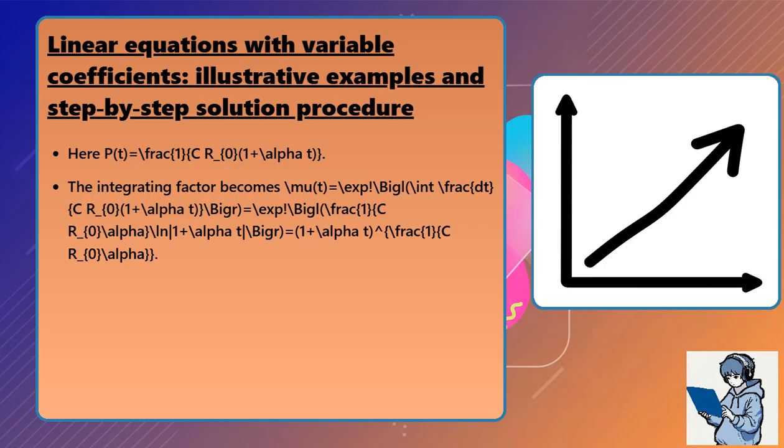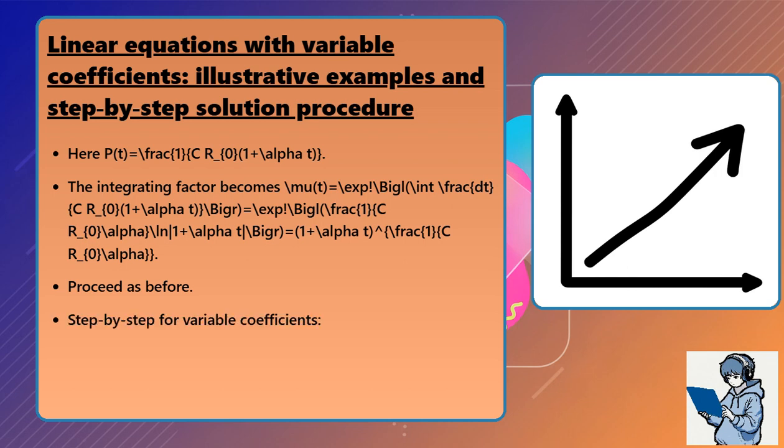The integrating factor becomes mu of t equals exponential of the integral of dt over C R naught times (1 plus alpha t), equals exponential of 1 over C R naught alpha times natural log of the absolute value of 1 plus alpha t, equals (1 plus alpha t) raised to the 1 over C R naught alpha. Proceed as before.